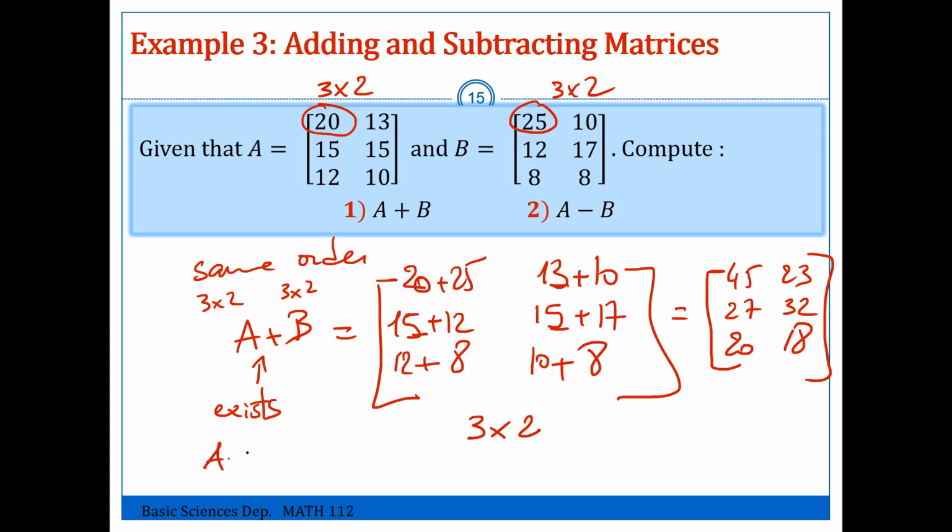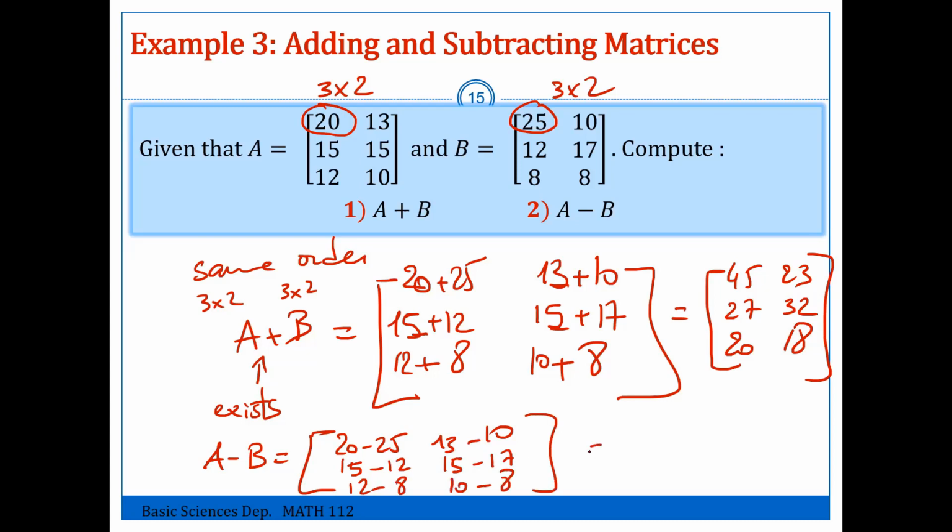Same thing for the difference. A minus B will be 20 minus 25, 13 minus 10. Be careful to not make an error in the computation, but it's easy. So we'll have the matrix minus 5, 3, 3, negative 2, 4, 2. This is the matrix A minus B. It's a matrix of the same order as A and B, 3 by 2.